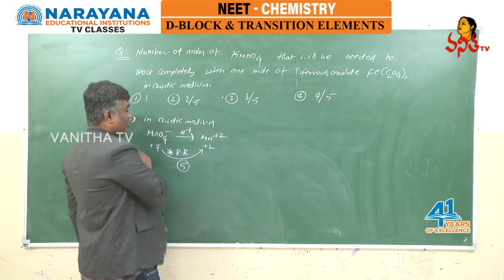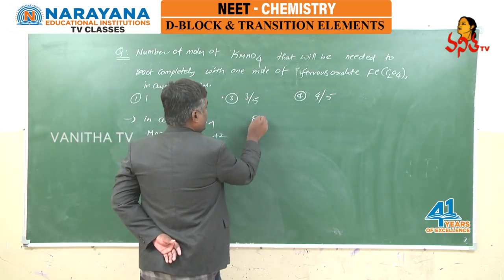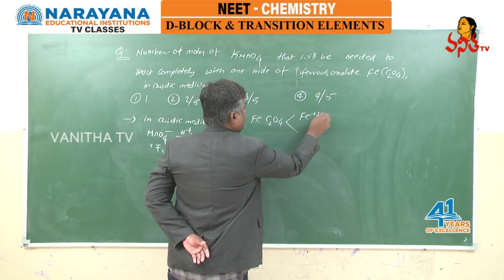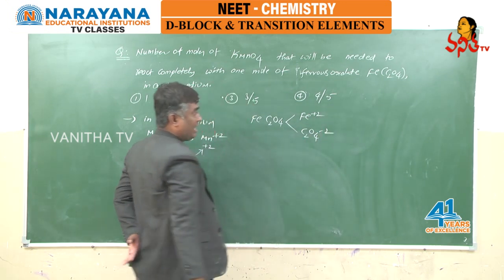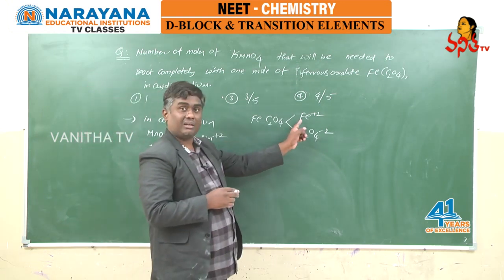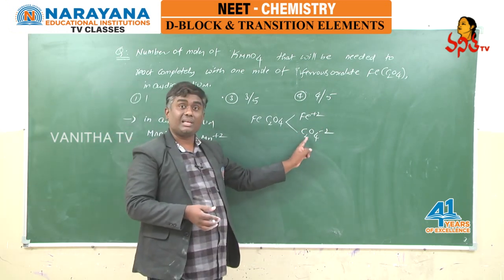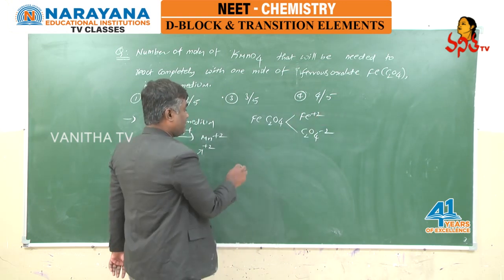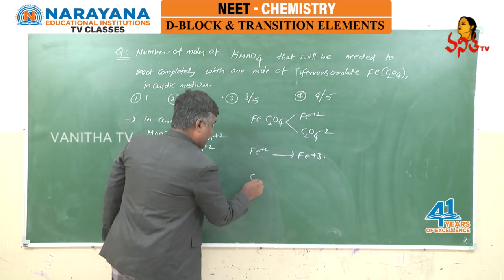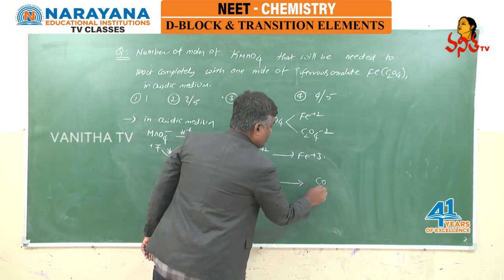Here KMnO4, or you can say MnO4 minus, is interacting with ferrous oxalate, FeC2O4. If you break this, you will get ferrous ion and oxalate ion. We already learned that KMnO4 can oxidize ferrous ion into ferric ion. At the same time, KMnO4 can even oxidize oxalate ion into carbon dioxide. Ferrous ion is oxidized to ferric ion, and oxalate ion, C2O4 minus 2, is oxidized to carbon dioxide.